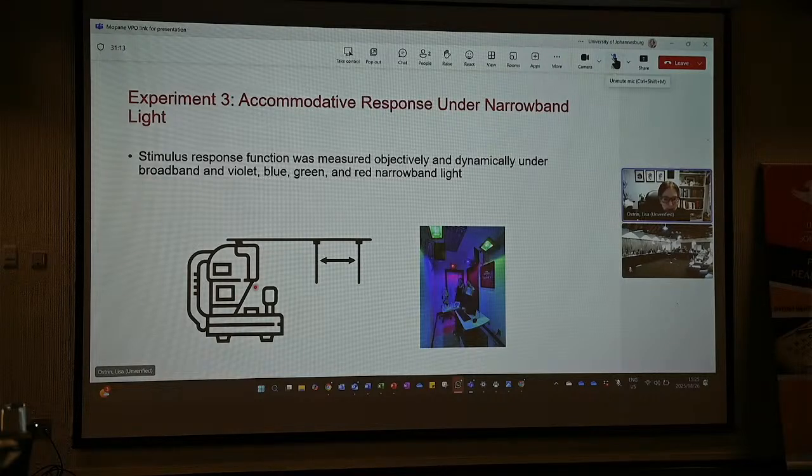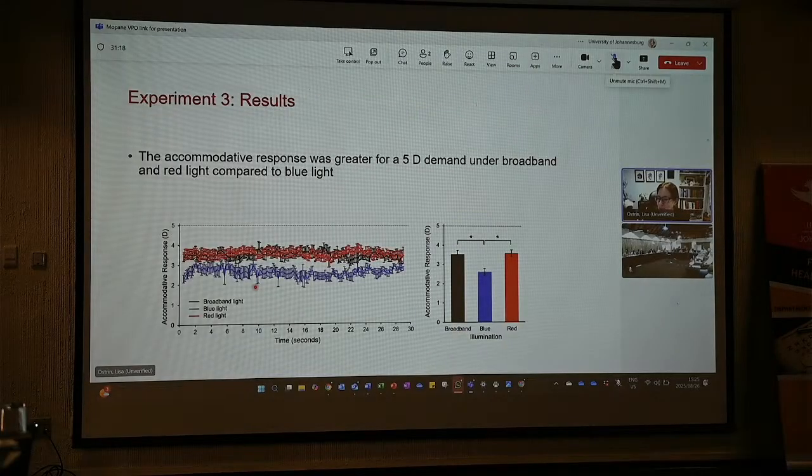This has been demonstrated for decades, actually. Some of the early experiments in accommodation looked at the effects of longitudinal chromatic aberration. So as expected, for a 5 diopter demand, if we look at the dynamic accommodative response over time, we measured for 30 seconds when they were attempting to accommodate to a 5 diopter demand. And so you can see that indeed for the blue illumination of the room, there was much less accommodative response than for red and for broadband.